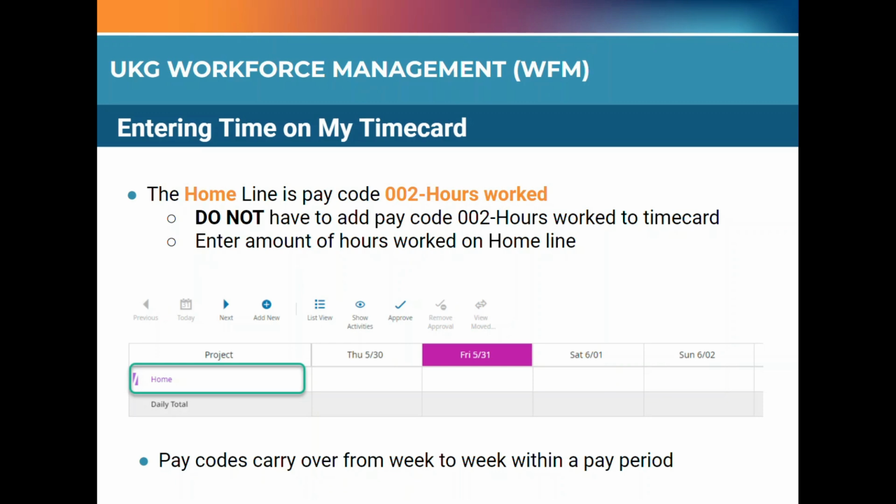For example, the home line is automatically generated to your time card for both weeks of the pay period. You will enter your hours worked on the home line. But if you add additional pay codes to your time card, they will be visible on both weeks of the pay period.